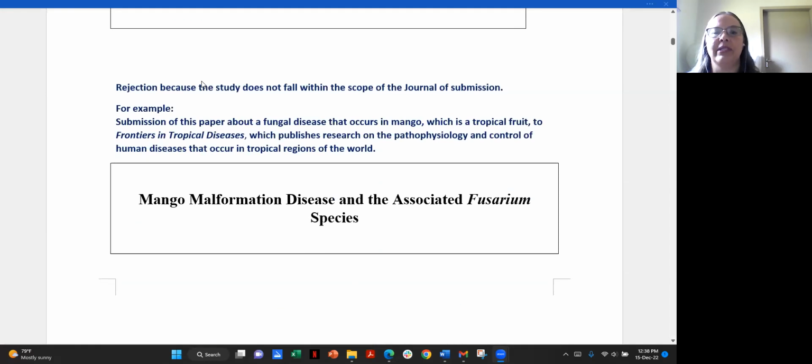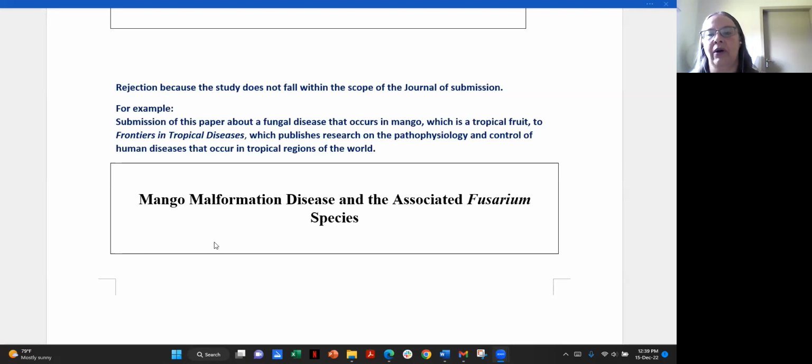The other thing that's really important to consider when you're submitting a manuscript is that you submit it to an appropriate journal with the appropriate scope. You may have written a most amazing paper, but if you're submitting to the wrong journal, they'll reject it. So here's a case where the author got a bit confused with where they should be sending their paper. They're talking about mango malformation disease and the associated fusarium species. Mango malformation disease occurs in mangoes, in fruit. It's not a human disease.